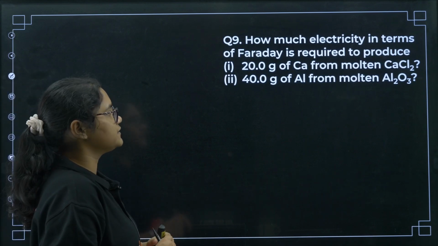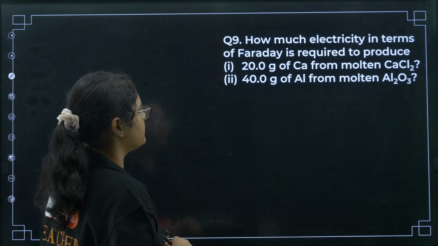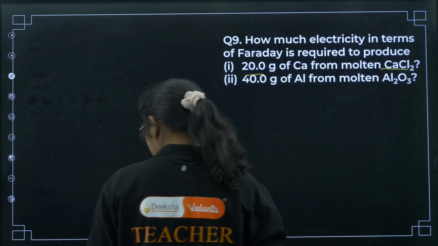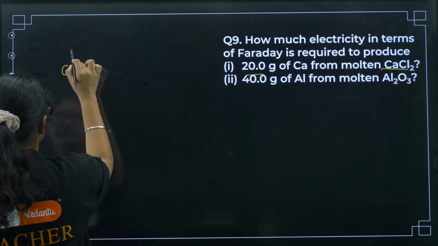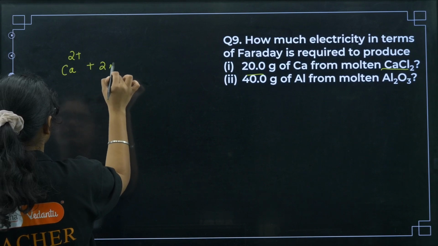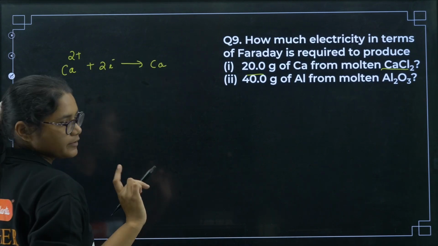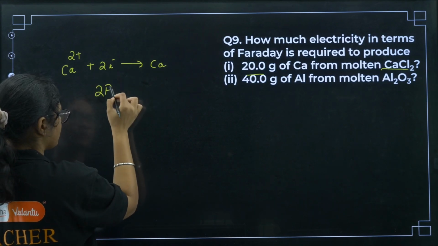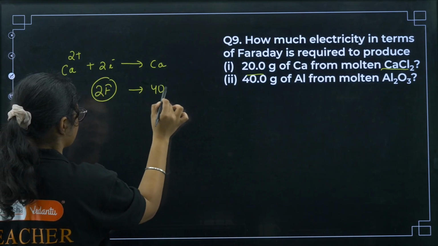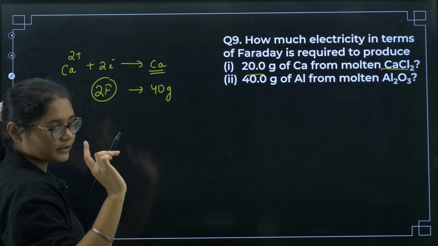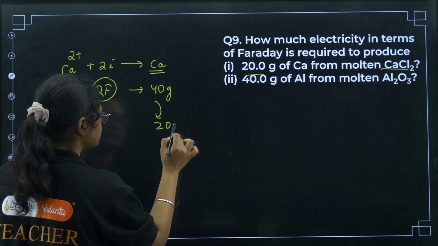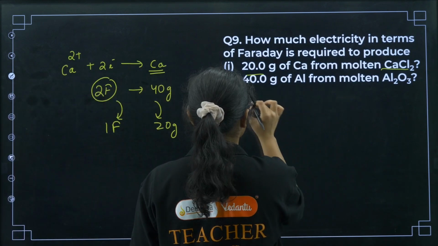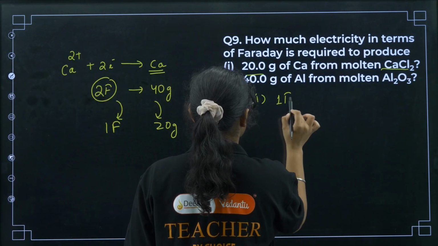Next question: how much electricity in terms of Faraday is required to produce 20 gram of Ca from molten CaCl2? From molten CaCl2, it is in the form of Ca2+, and 2 electrons will give you Ca. That means 2 Faraday, 2 moles of electrons, gives you 40 gram of calcium. Molar mass of Ca is 40 gram. So if I want 20 gram, which is half of this, here also it will be half, so that is 1 Faraday. So here I will require 1 Faraday.